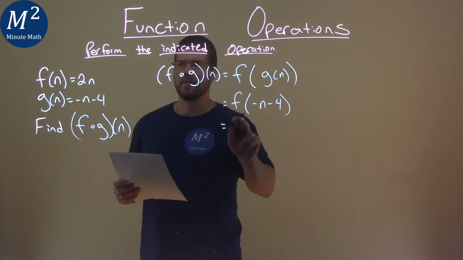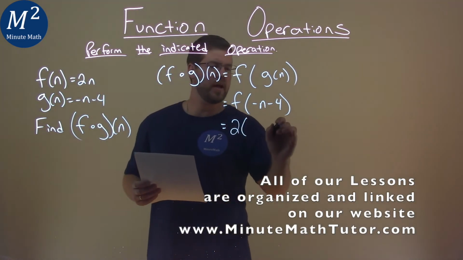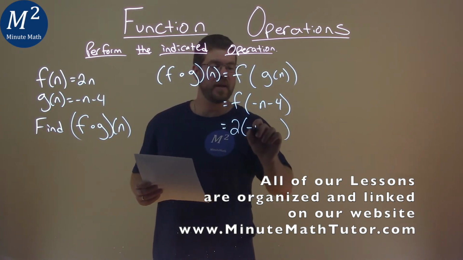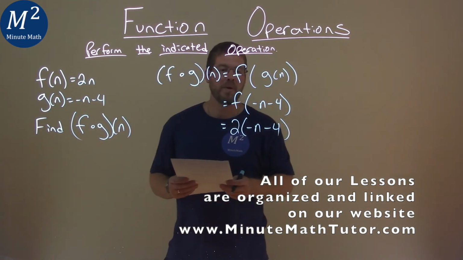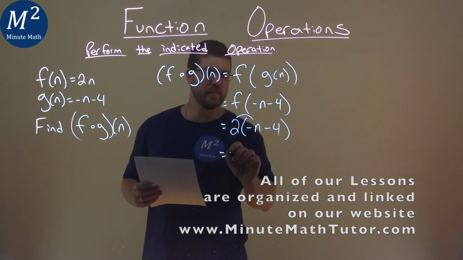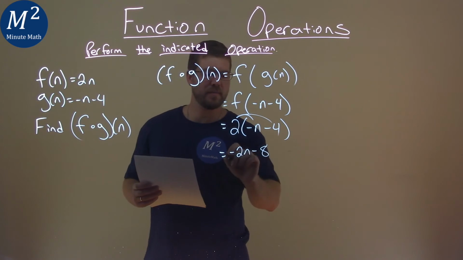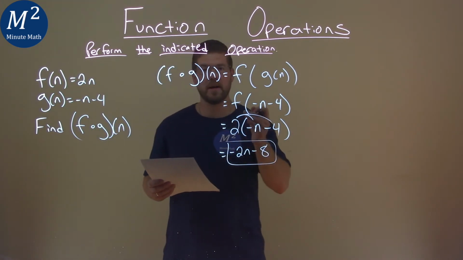What is f of n? Well, f of n is 2n, 2 times our n value. And what we're plugging in for n is right here, negative n minus 4. Now we have to simplify. 2 gets multiplied by negative n, so we have negative 2n. 2 times negative 4 is a negative 8. And so our final answer here is a negative 2n minus 8.